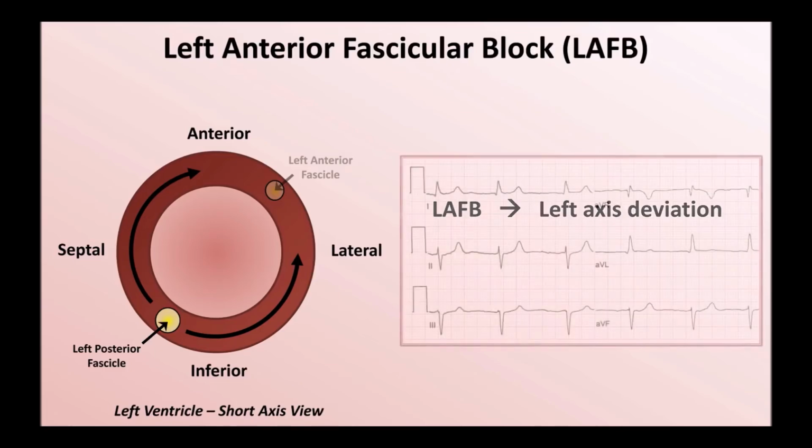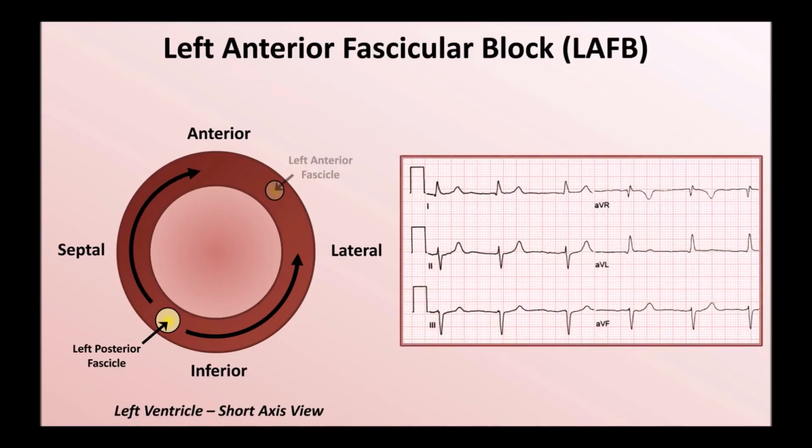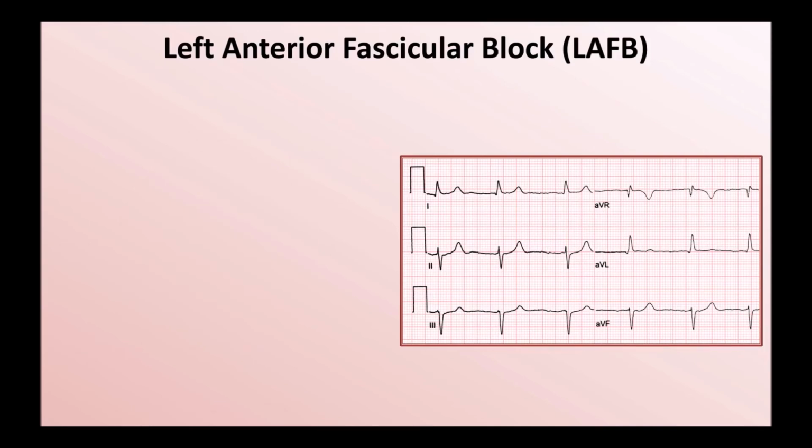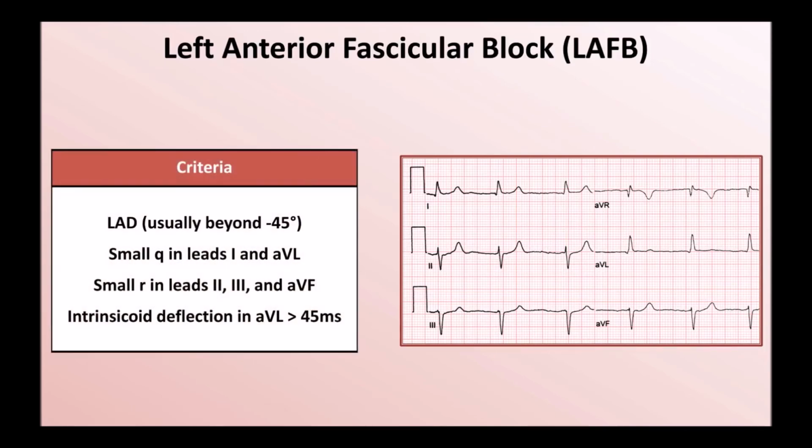Here is what this looks like on EKG. Only the limb leads are shown because the precordial leads are typically not affected by this. Specific criteria for a diagnosis of left anterior fascicular block includes a left axis deviation, usually beyond -45 degrees, a small Q wave in the lateral leads of 1 and AVL, a small R wave in the inferior leads 2, 3, and AVF, and an intrinsicoid deflection in AVL that is greater than 45 milliseconds.